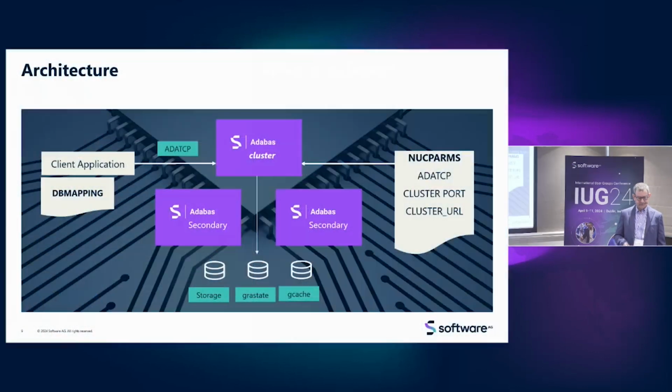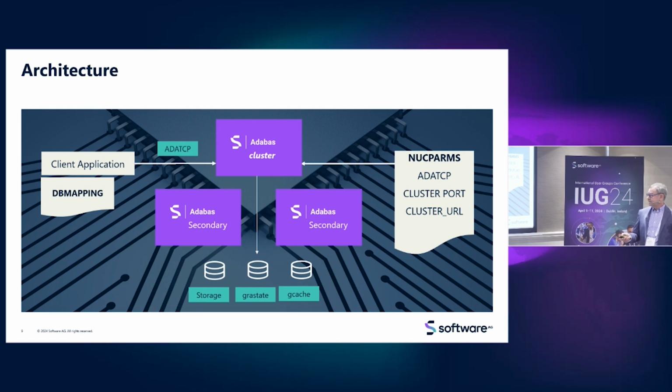So this is a simplified diagram of our architecture. You see here we have the primary at the top and two secondaries. On the left-hand side, this is the client side. How do we access our cluster from the client?